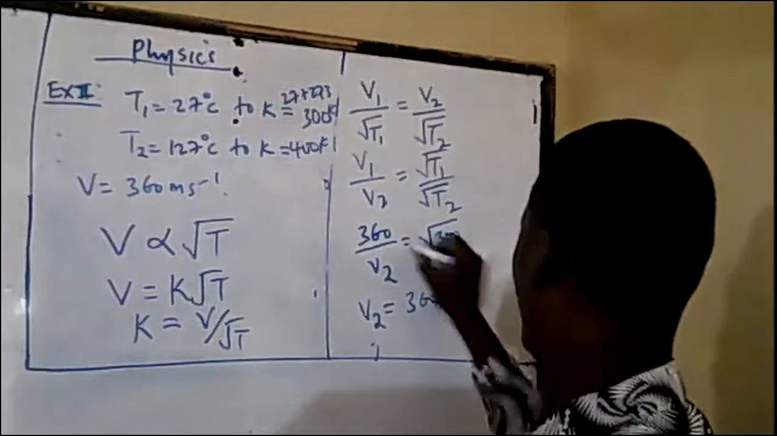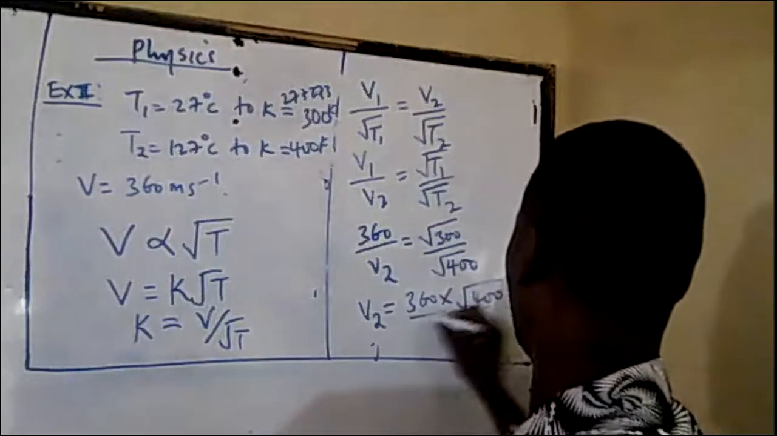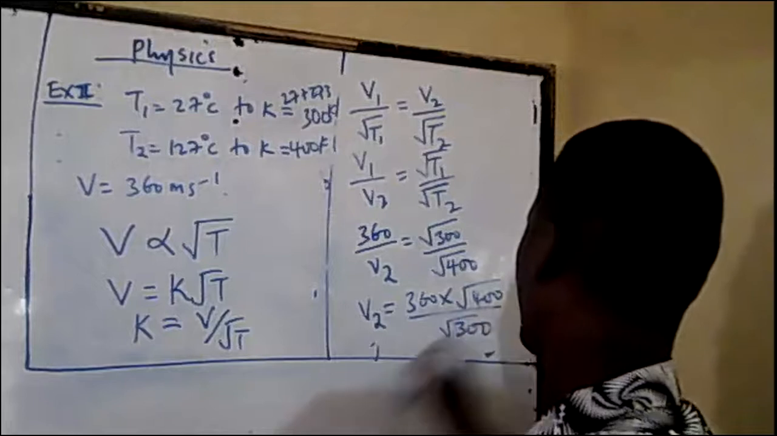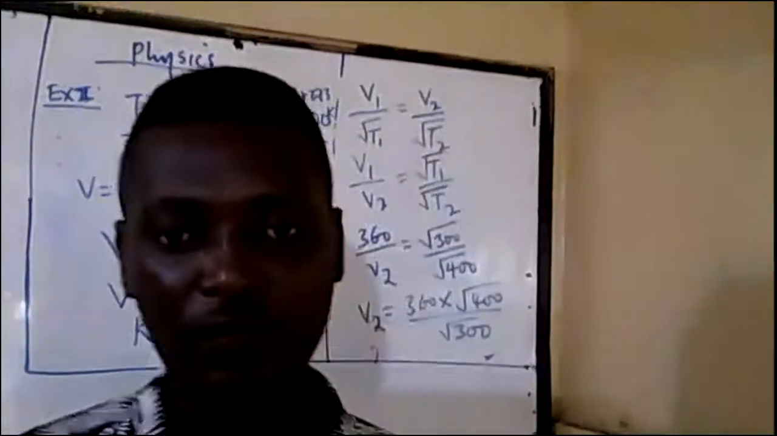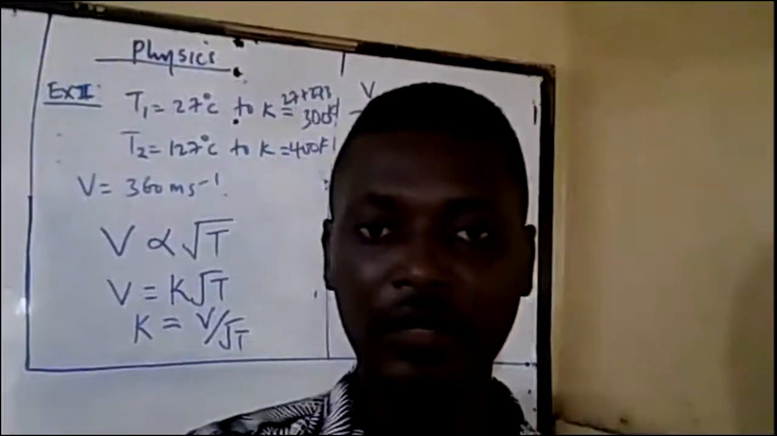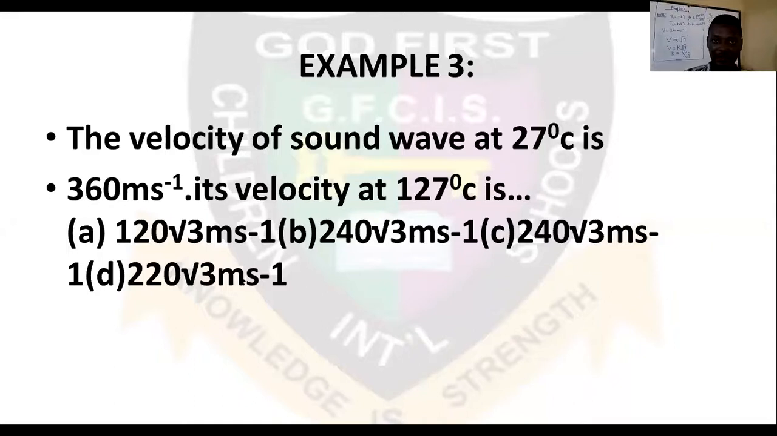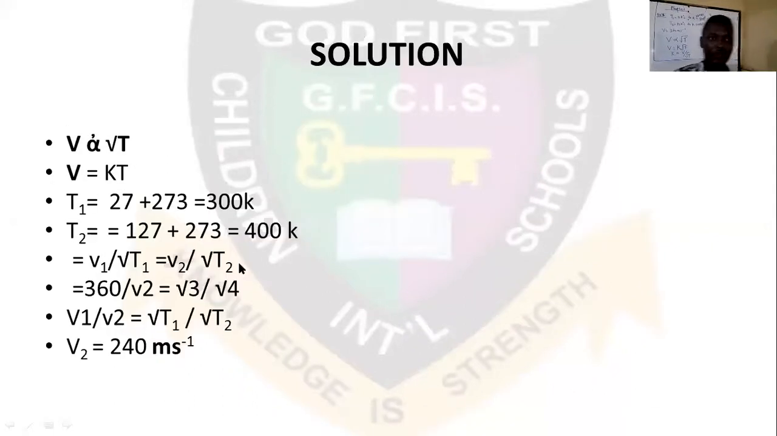360 times root. If you cross multiply, root 400 divided by root what? 300. So you proceed from there. That is how to solve that. Then, punching your calculator very well, you are going to arrive at your answer. Let's see the answer on the slide. So this is what you are going to get. You are going to get 240 meters per second.